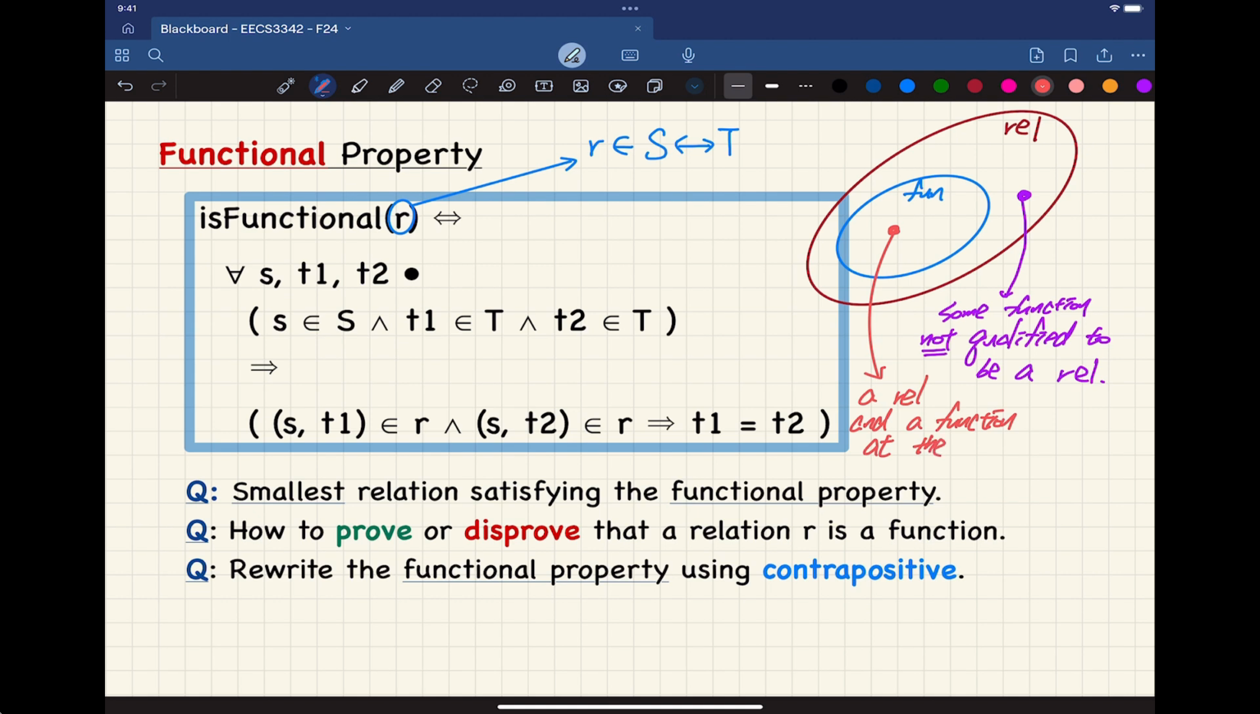Not qualified to be a function. Yes, yes, yes. What am I doing here? Thank you so much. I said exactly the opposite, right? That's not really what I was thinking, but I blame myself for that. Thank you. Some relation that's not a function, not qualified to be a function, absolutely. Yeah, I said exactly the opposite. Sorry about that. Okay.